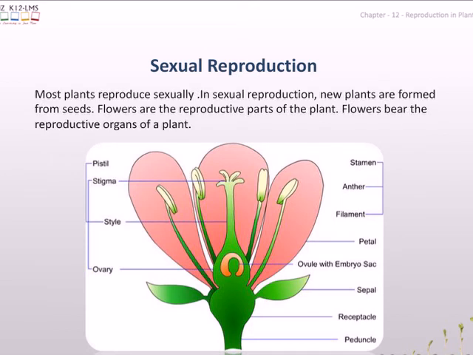Most plants reproduce sexually. In sexual reproduction, new plants are formed from seeds. Flowers are the reproductive parts of the plant. Flowers bear the reproductive organs of a plant.